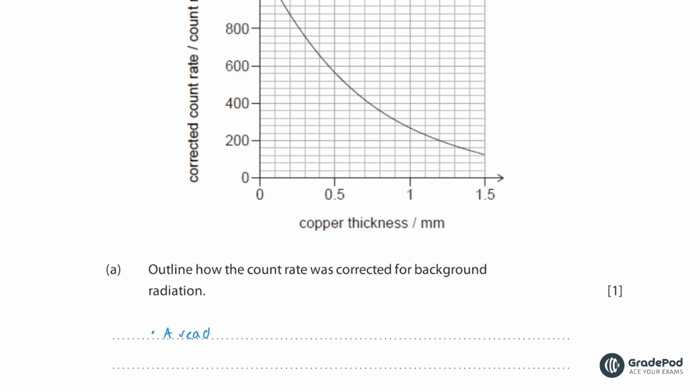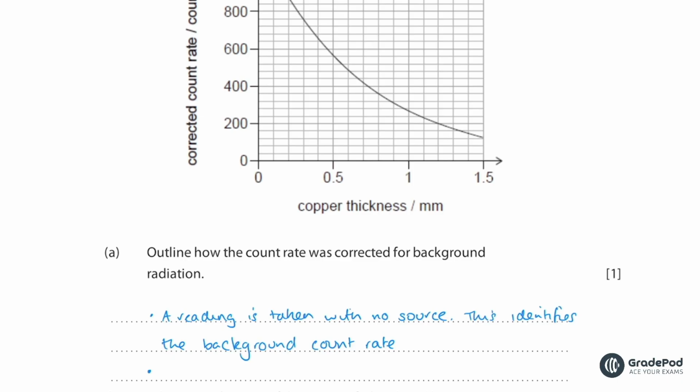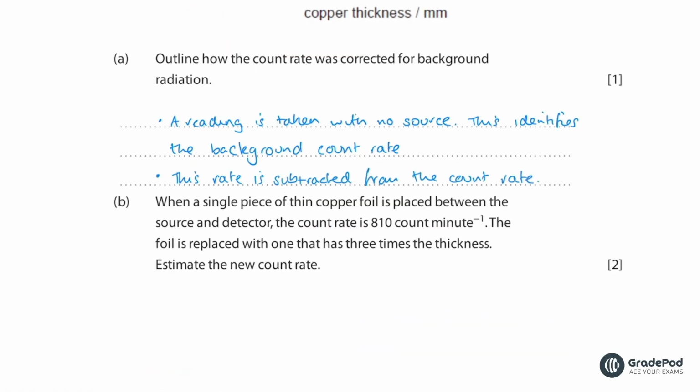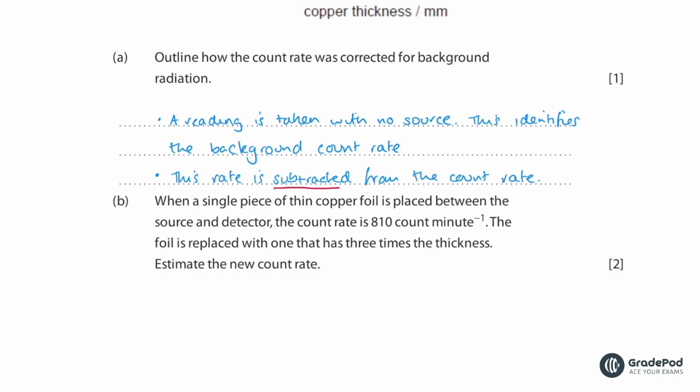A reading is taken with no source. I'm going to put this identifies the background count rate. Then the second point would be this rate is subtracted from the count rate. Now, I'm aware I wrote too much there, and the reason is that I don't think we actually discussed that in step 1. So I'm just informing you how you would correct for the count rate here in step 2. But if you were looking at the exam technique, which we technically should be right now, all you'd really want is subtracted.